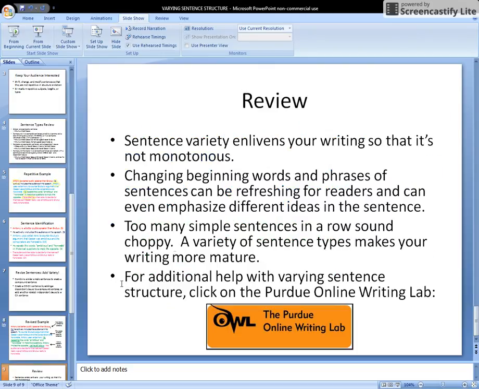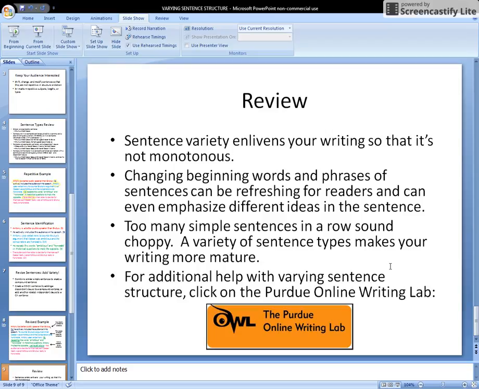So for a review, we have sentence variety enlivens your writing so that it's not monotonous, it's not repetitive. Changing beginning words and phrases of sentences can be refreshing for the readers, it's not dull anymore, and can even emphasize different ideas in the sentence. Remember that too many simple sentences in a row sound choppy. It sounds very juvenile. So by adding a variety of sentence types, it can make your writing more mature, more sophisticated.